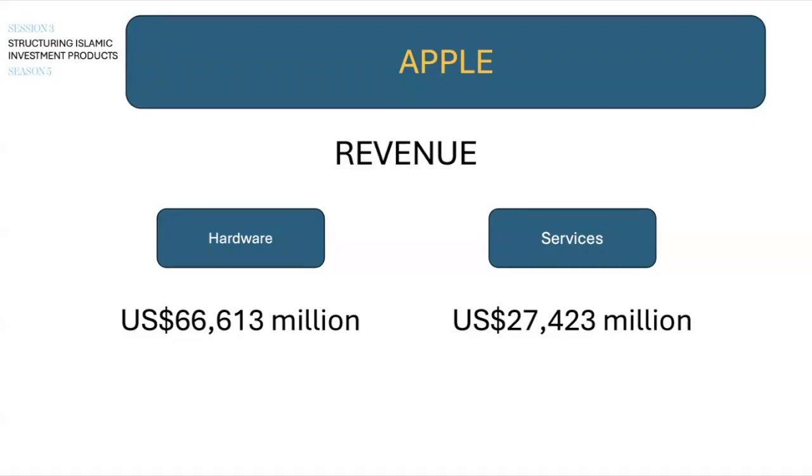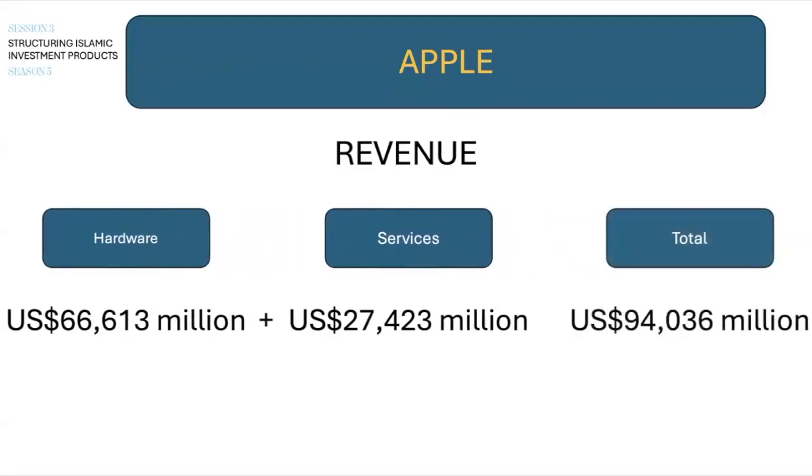Now, services, this is a very significant number, 27.4 billion. And as I mentioned earlier, we are not 100% sure that all these services are Sharia compliant. So total revenue of about 94 billion, as per the last 10K statement of Apple, which was submitted to the SEC. So 94 billion, roughly, was the total revenue, out of which 27.4 billion came from services. This is a very significant proportion of the total revenue.